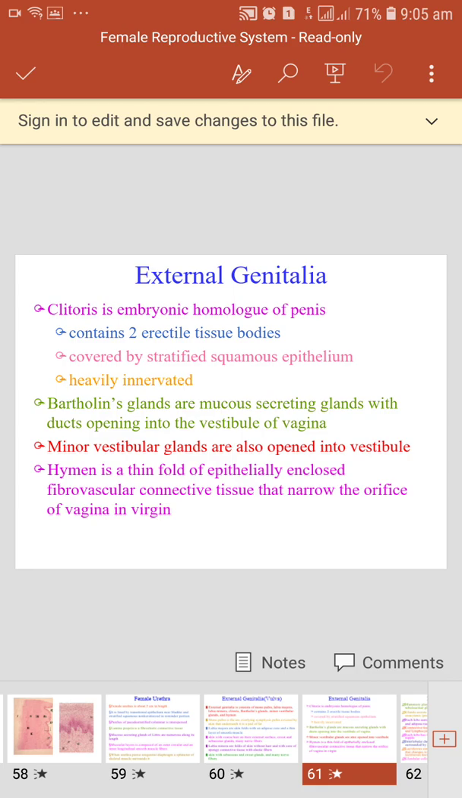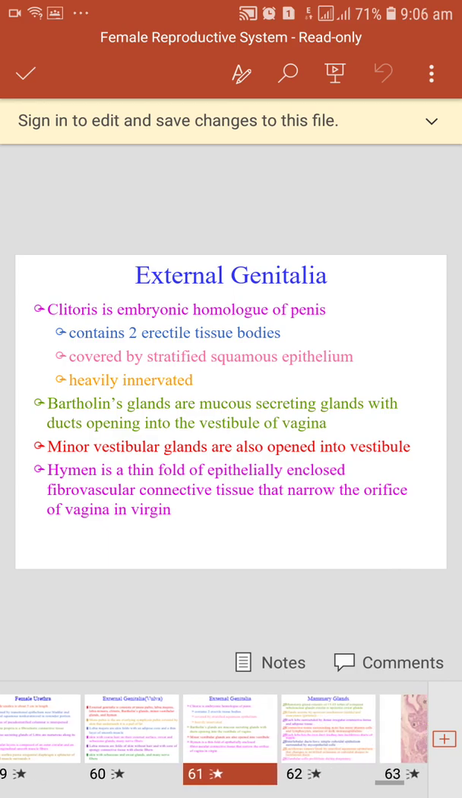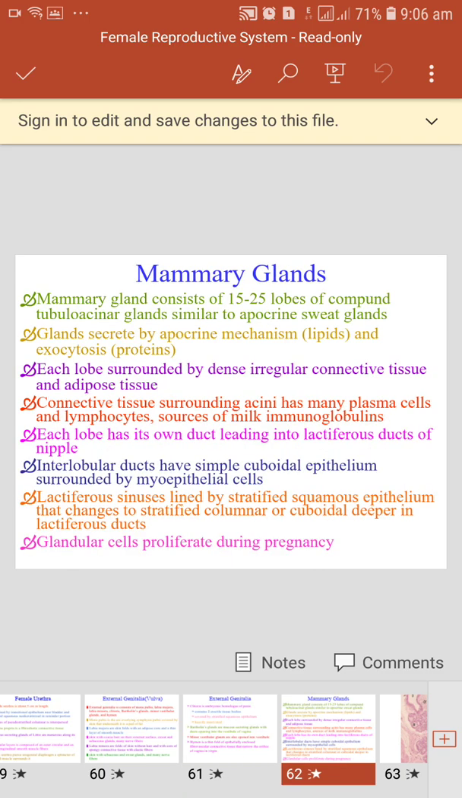The clitoris is the embryonic homologue of the penis, containing two erectile tissues covered by stratified squamous epithelium and heavily innervated. Bartholin glands are mucus-secreting glands with ducts opening into the vestibule of the vagina. Minor vestibular glands also open into the vestibule. The hymen is a thin fold of epithelially enclosed fibrovascular connective tissue that narrows the orifice of the vagina.